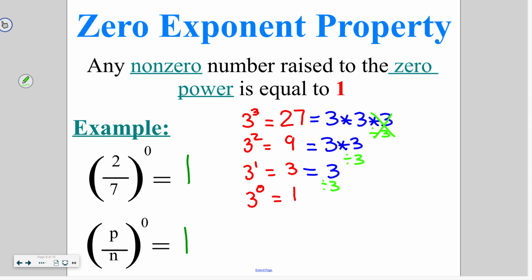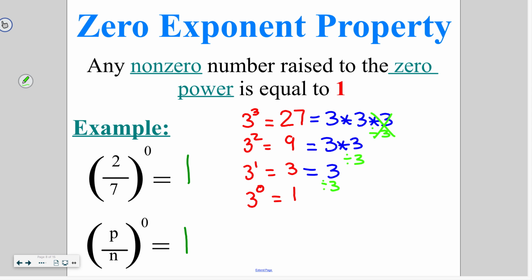So 3 times 3 times 3, if I divide that by 3, decreasing the exponent by 1, I ended up with 9. If I divide that by 3, I end up with just a single 3 left, and I get down to an answer 3. When I go down to an exponent of 0, I divide by 3 again, and that gives me an answer of 1. So, if that explanation doesn't make sense to you, that is fine.